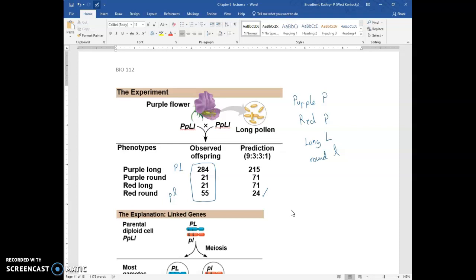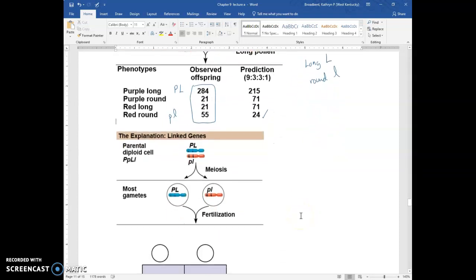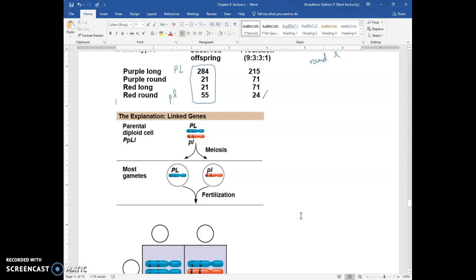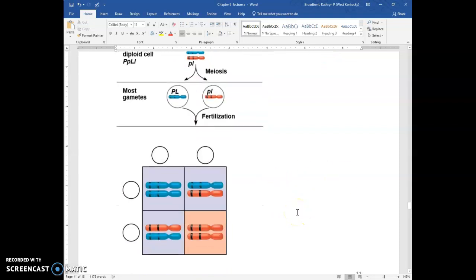The reason for this is that these genes are linked. They're on the same chromosome, so they tend to be inherited together. When the parent makes gametes, most of the gametes keep the dominants together and the recessives stay together. And so when we get fertilization, we get the following.